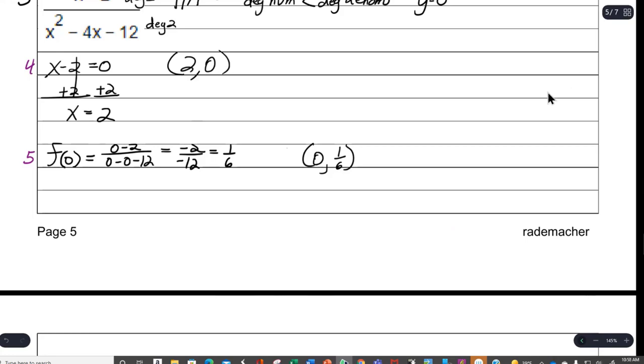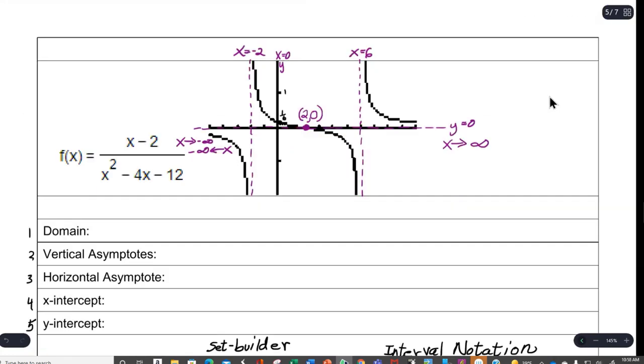And we're done. We have found the domain, the vertical asymptotes, the horizontal asymptote, the x-intercept, and the y-intercept. We have analyzed this rational function.